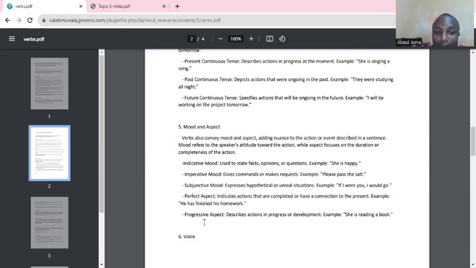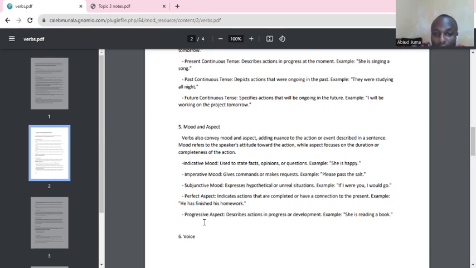Indicative mood is used to state facts, opinions, or questions. Example: she is happy. Happy is in the indicative mood, indicating the state of the person described. We also have the imperative mood, which gives a command or makes a request. For example, please pass the salt. So here, please is used to indicate the imperative mood.